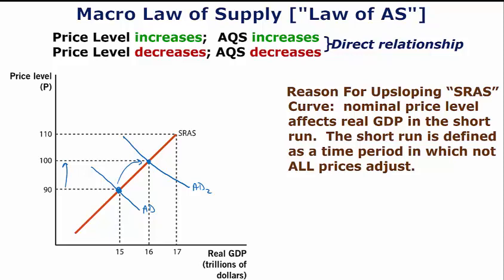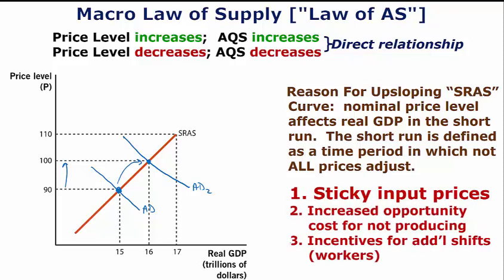Now there's a reason for this. At this point, you'll probably just need to write this down and accept it, but as we go forward you'll begin to understand what this is talking about. The reason for the upsloping aggregate supply curve is mainly sticky input prices.